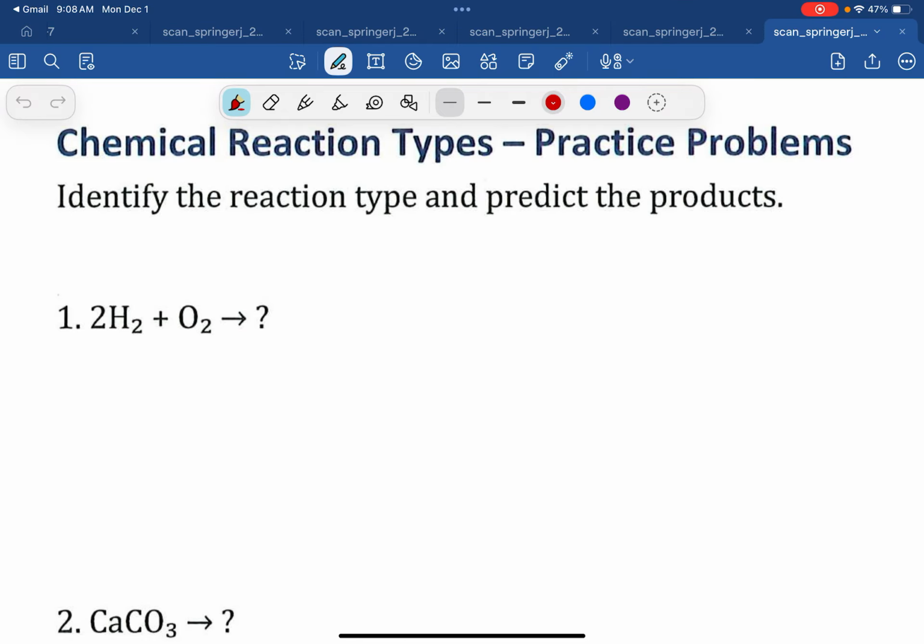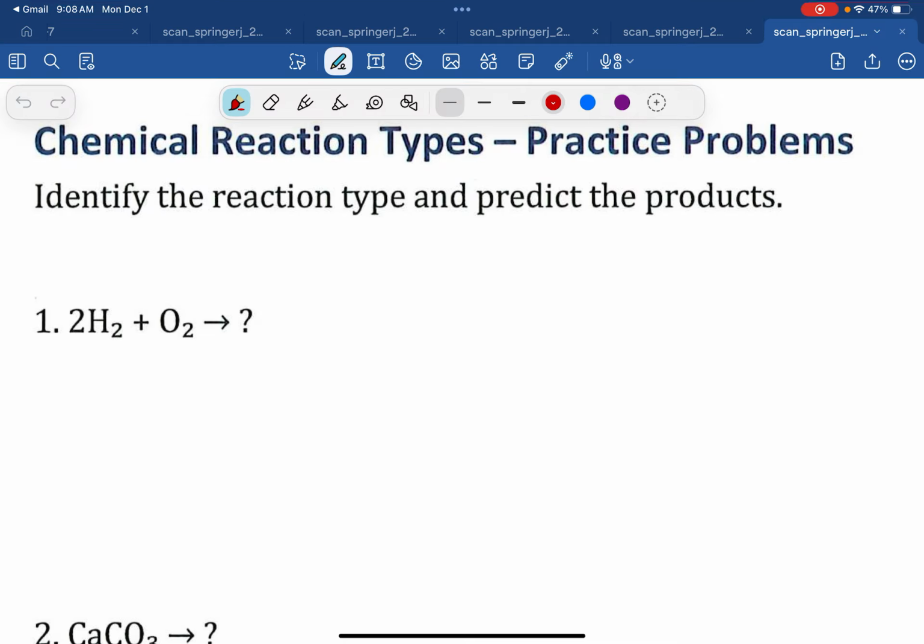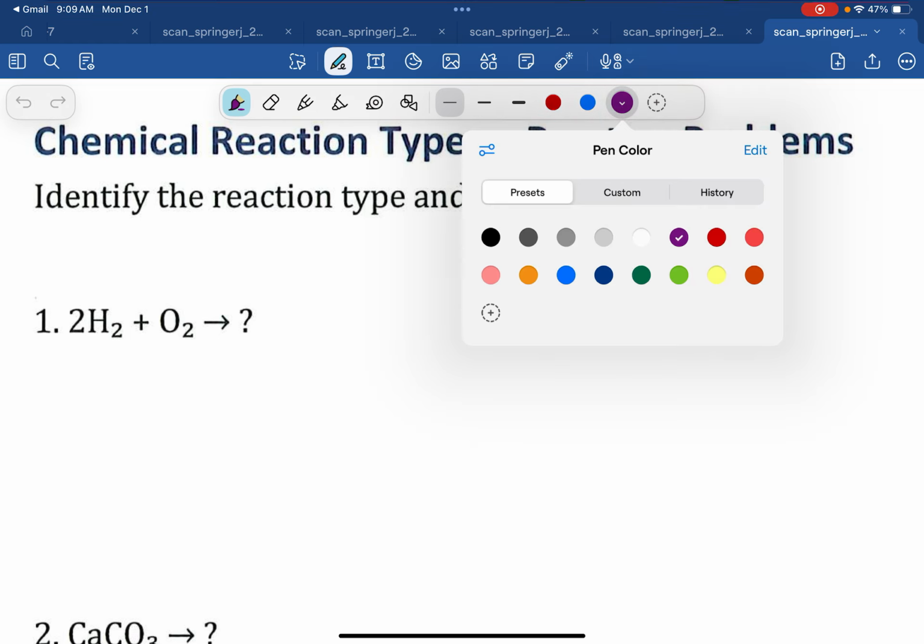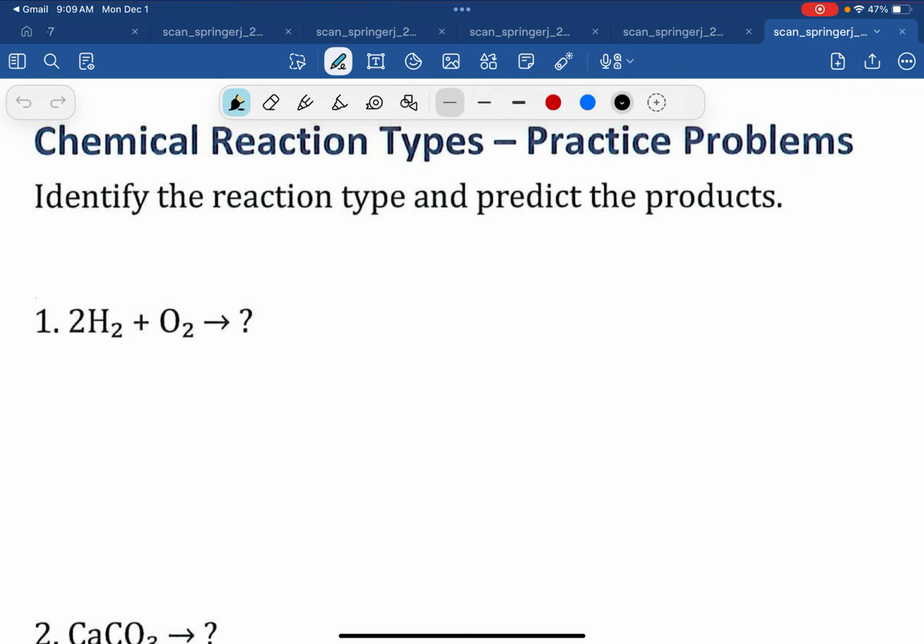I really wish that 2 was not there. Let me black out that 2. We're pretending that 2 isn't there. So it's just hydrogen plus oxygen. And what do you get when you mix hydrogen plus oxygen? Well, we should get water. And what kind of reaction is this? This is a synthesis.